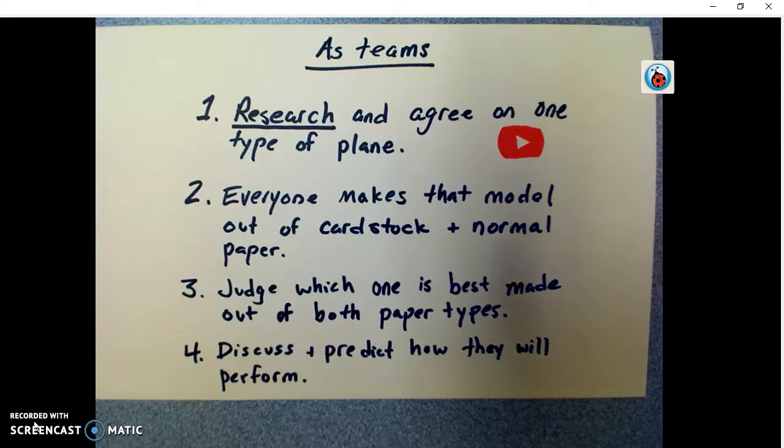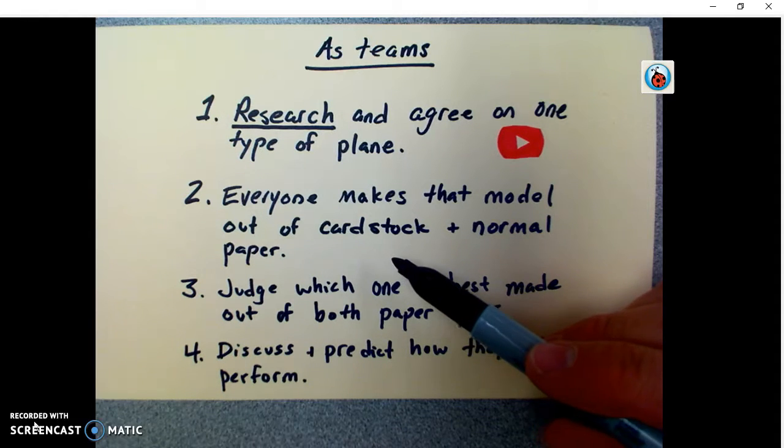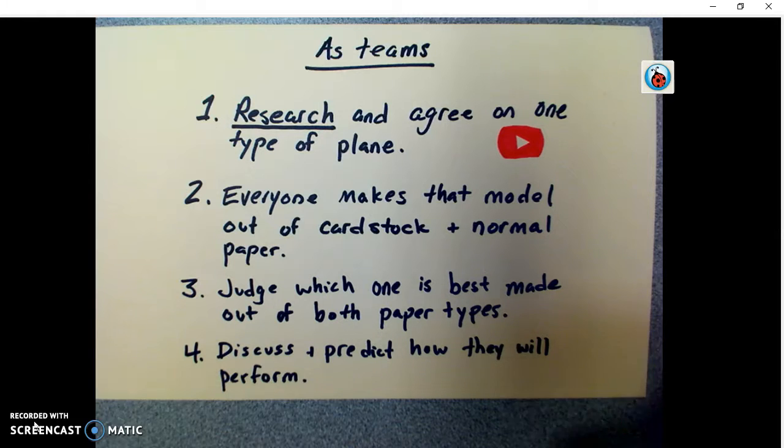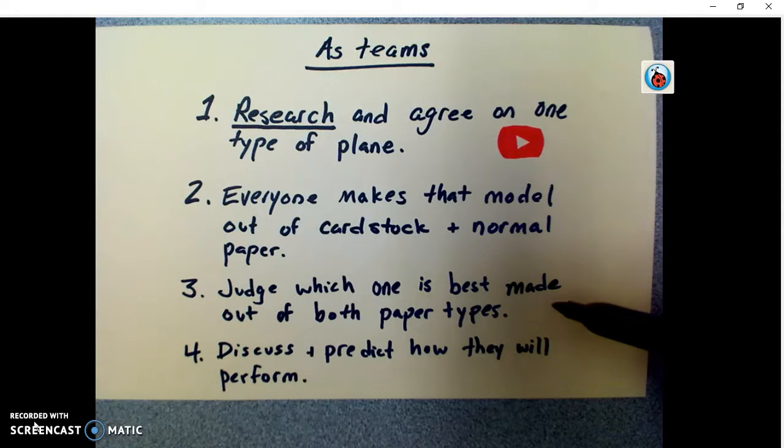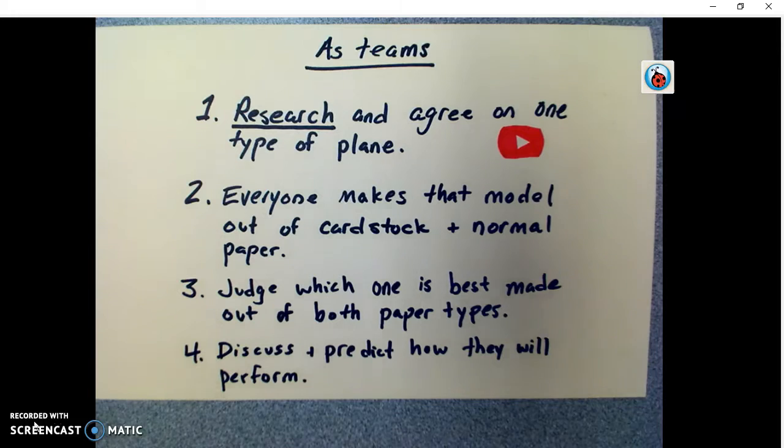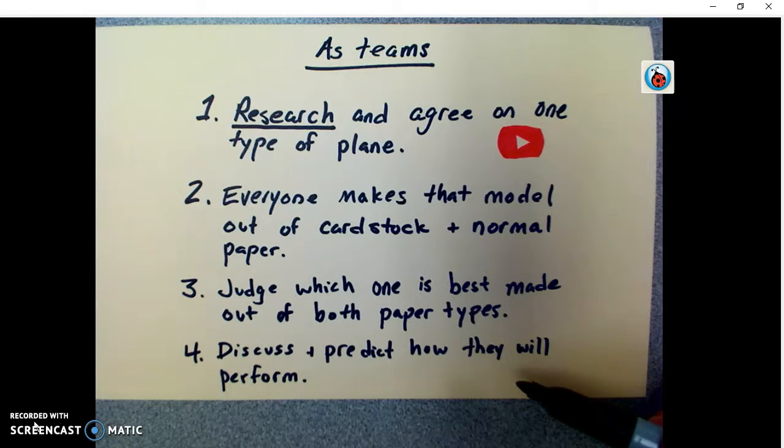Step number 2, everybody at your table makes that model out of cardstock and normal paper. So literally every single person is going to make how many airplanes? 2 would be the answer. Number 3, after you've all made your airplanes, you're going to, at your table, judge which one is best made out of both paper types. So if you know that yours was not folded very well, even though you did your best, probably someone else at your table made one that's very good. After that, you discuss and predict how they will perform.